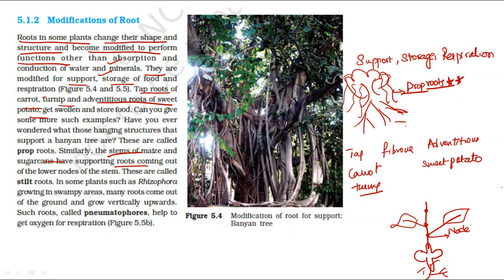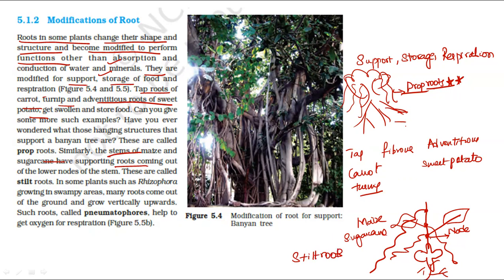Okay, so from the stems, what are they saying? At the lower nodes of the stems of the maize plant and sugarcane, you can see supporting roots like this. And these roots are called stilt roots.